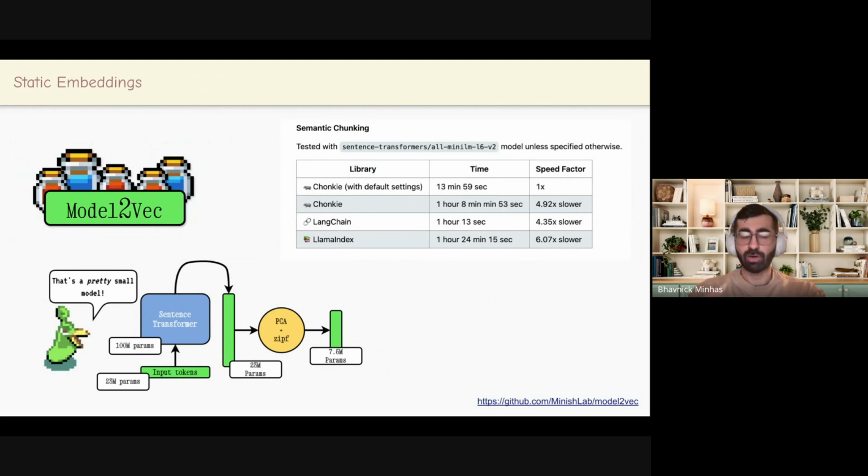They released this thing called Model2Vec, which essentially converts a sentence transformer model with attention layers and feed forwards and all of that stuff into something that is static. It's just an embedding bag. Using PCA and Zipf and some tricks, you can get a piece of the embedding bag, just embeddings, that you can use to make your sentence embeddings.